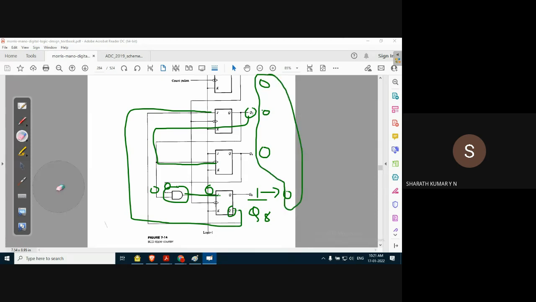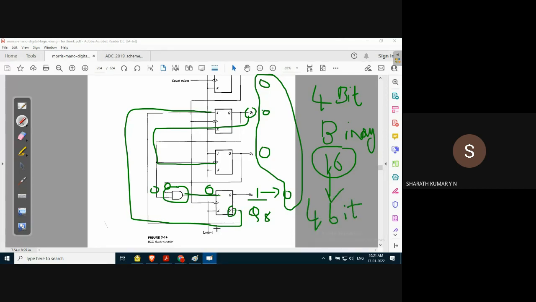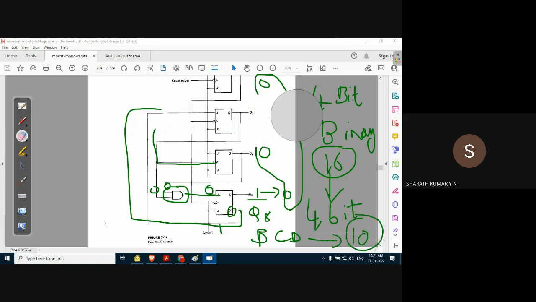Okay, so that's how we convert a 4-bit binary ripple counter with 16 states into a 4-bit BCD counter with 10 states. That's how it is.